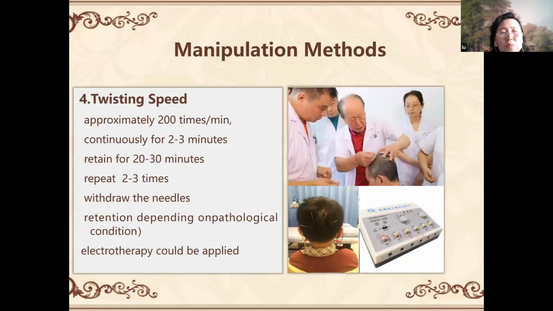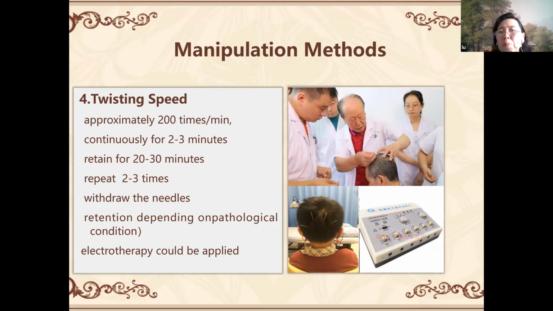And for the twist, normally it requires 200 times per minute. This twisting should be continuous for 2 to 3 minutes. And then we leave the needle on the scalp for 20 to 30 minutes. And then we repeat twisting the needle for 2 to 3 minutes to get a very good result. So the retention depends on the pathological condition.